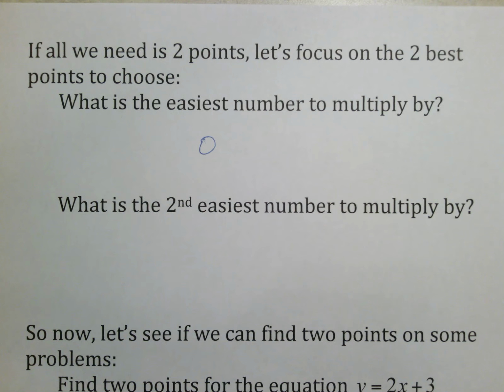So that would be a good point for us to choose if we're going to be making our own table, if it works. That is, it doesn't always work, but 99% of the time it's going to work that 0 is the best point to choose.